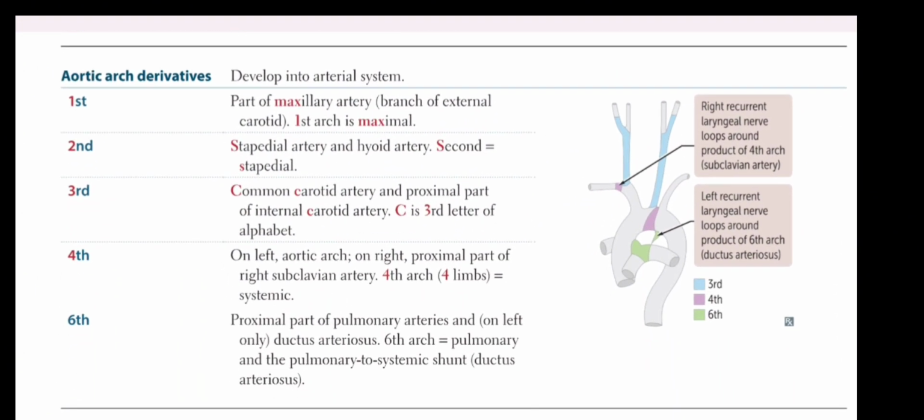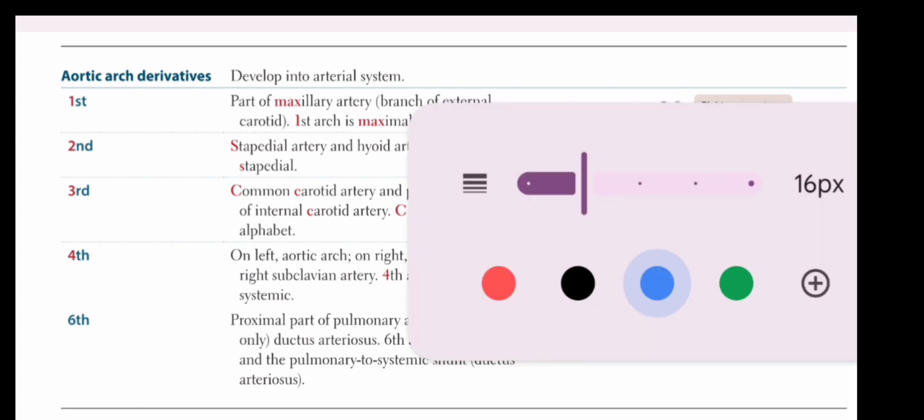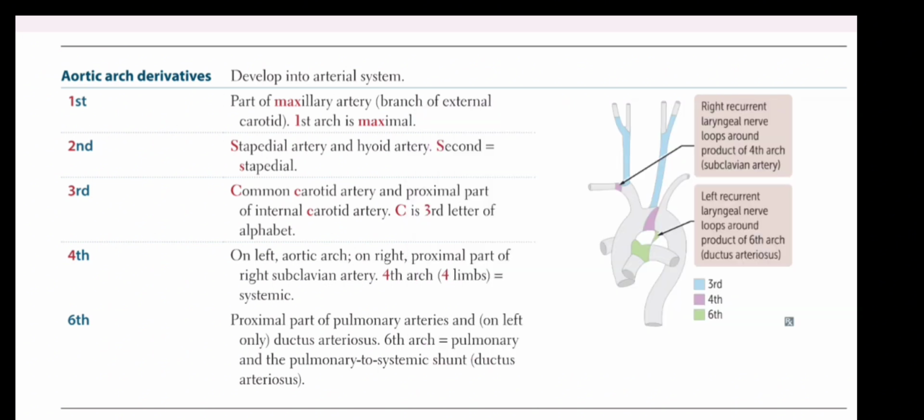So that condition is known as regurgitation, and it can again involve any of the four mentioned valves. Then we have aortic arch derivatives. There are six aortic arch derivatives. However, the fifth one is rudimentary and it doesn't develop, so it is regressed. So we are left with five aortic arch derivatives only.